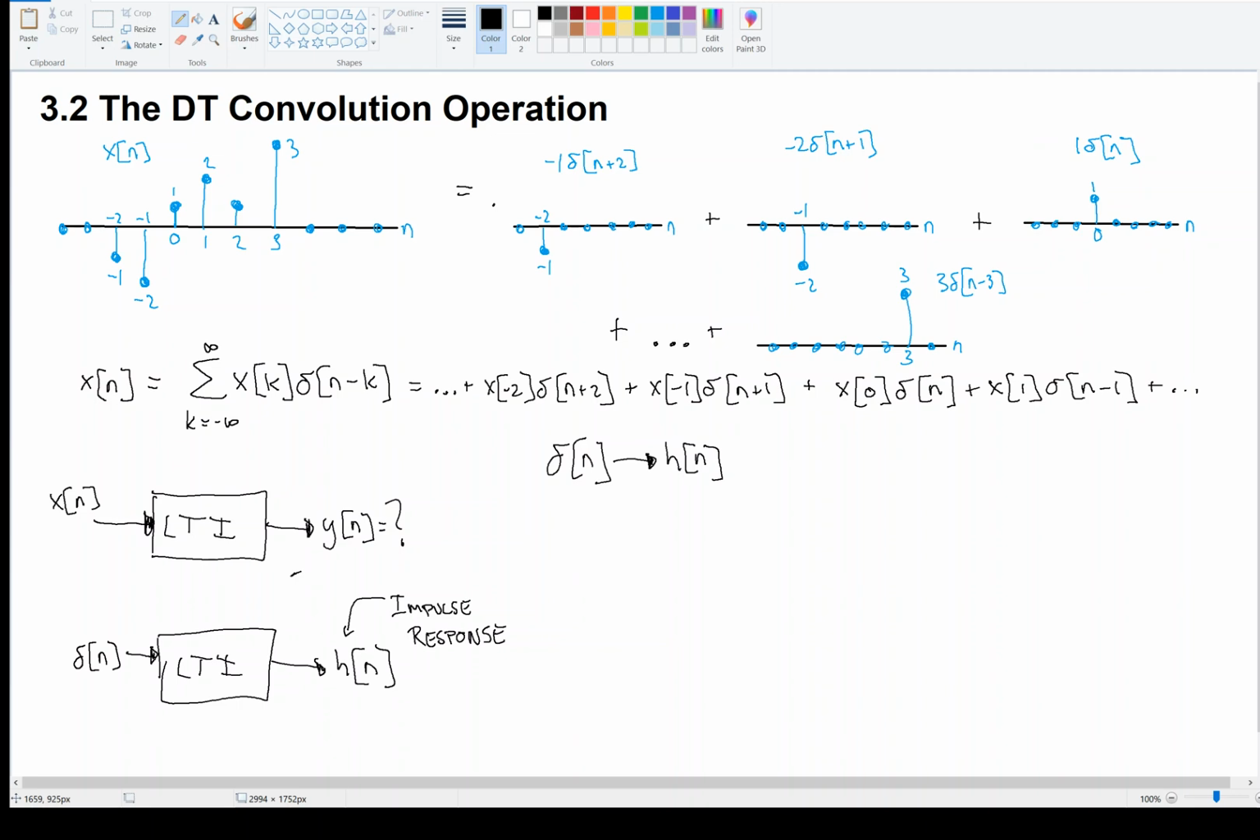Okay, so this is also given. This h of n is given, and also given is the fact that the system is LTI. Now we're going to try to answer our original problem. What happens when I put in just any old signal? How do I find the output?